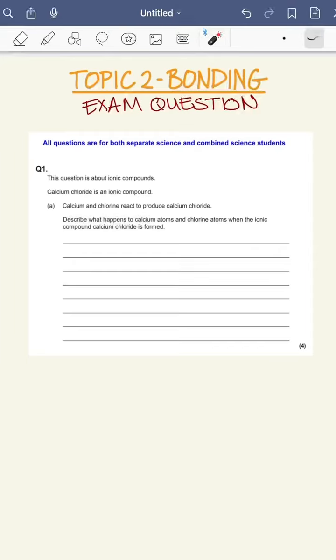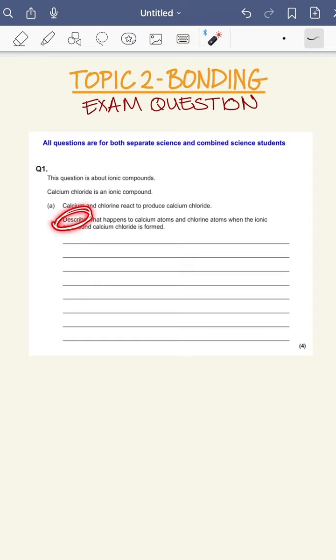Let's have a go at answering some exam style questions for the topic of bonding. I'm specifically just going to focus on ionic bonding to begin with. So this question reads that this question is about ionic compounds. Calcium chloride is an ionic compound. Calcium and chlorine react to produce calcium chloride. This is the ionic compound, and this is the metal and the non-metal that react together.